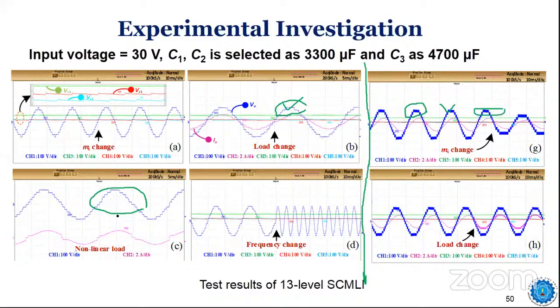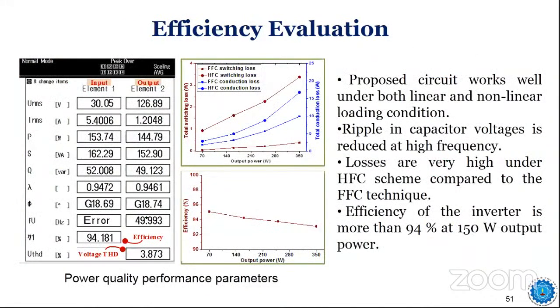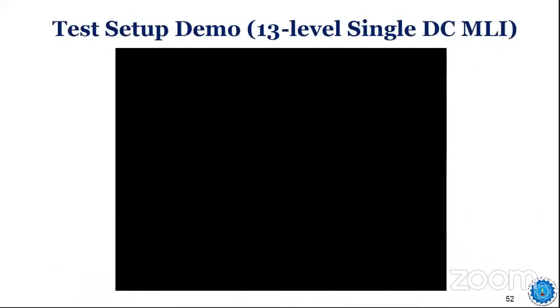You see some of the analysis done here with respect to efficiency and total harmonic distortion. THD in the voltage is almost around 3% only. Efficiency is about 95%. And I have also calculated efficiency with respect to change in output power. So you can do this type of analysis with newly developed inverters.